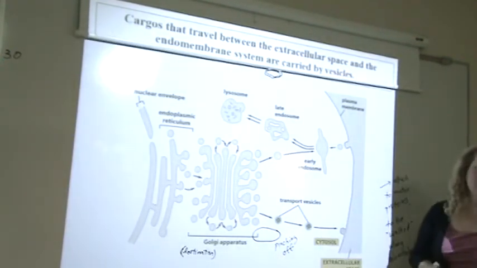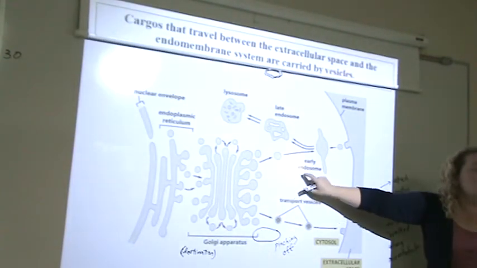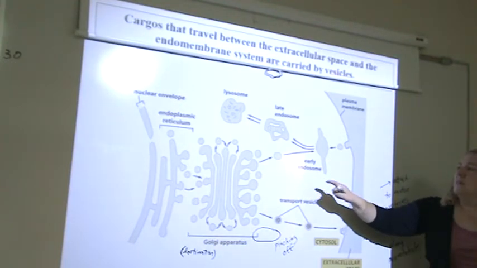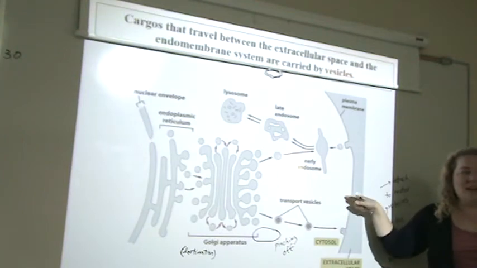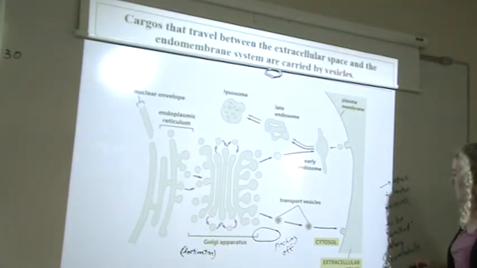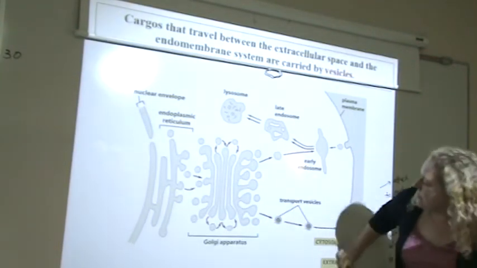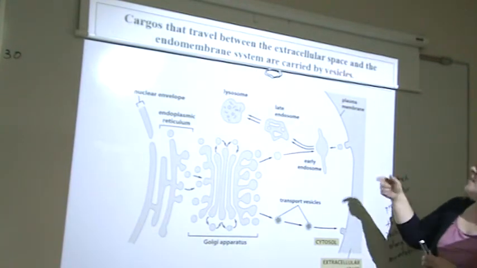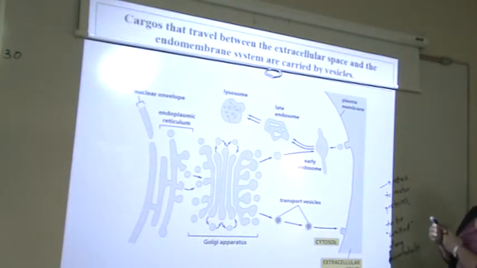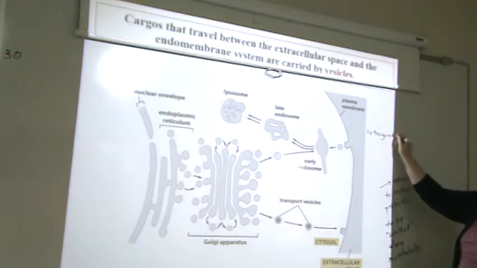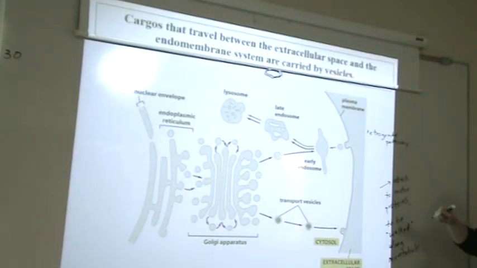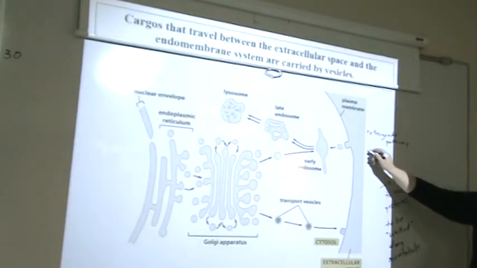Back on this slide again. This is a really good study slide, although I don't ask any specific questions about it, but it's good to be looking at when you think about these other processes. So the green arrows are sometimes referred to as the retrograde pathway or retrograde transport.